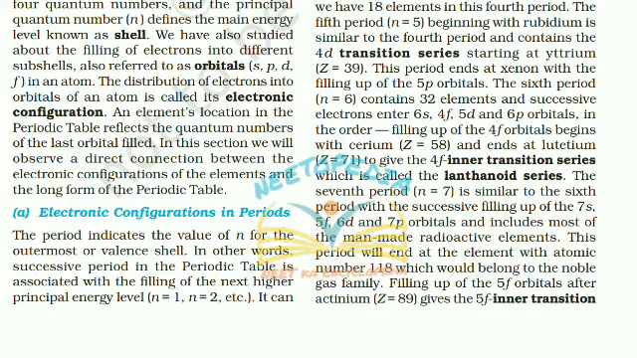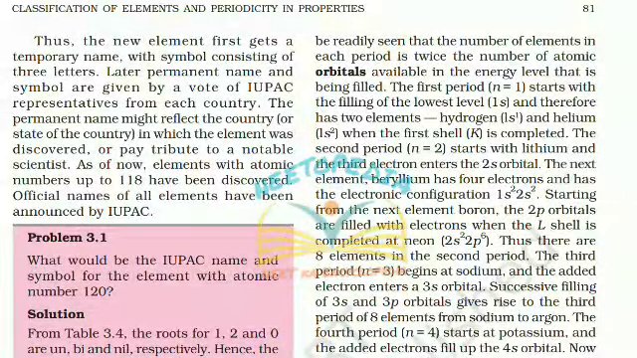An element's location in the periodic table reflects the quantum numbers of the last orbital filled. In this section, we will observe the direct connection between the electronic configuration of the elements and the long form of the periodic table. A. Electronic configuration and period. The period indicates the value of n for the outermost or valence shell. In other words, the successive period in the periodic table is associated with the filling of the next higher principal energy level. It can be readily seen that the number of elements in each period is twice the number of atomic orbitals available in the energy level that is being filled.